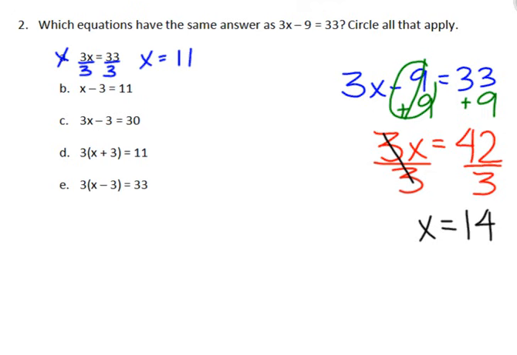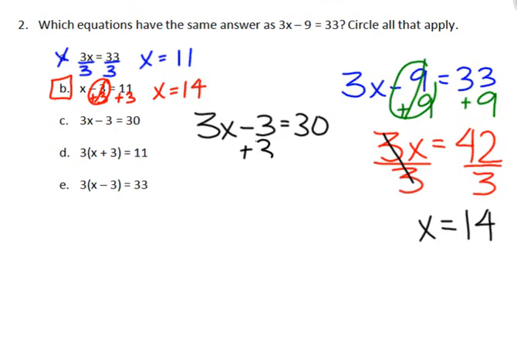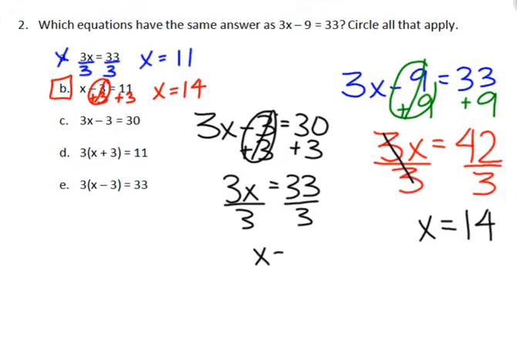Part B, I would add 3 to each side to get x equals 14. So that one will work. Okay, part C is a two-step equation. I'm going to give myself just a little bit more room. And we'll add 3 to each side. So 3x equals 33. Divide by 3 to get x equals 11. So part C, that one would not work.